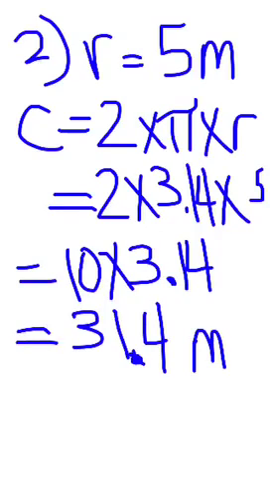To sum up, with circumference, you have two formulas to choose from depending on what you are given. Next, let's talk about how to find the area of a circle.